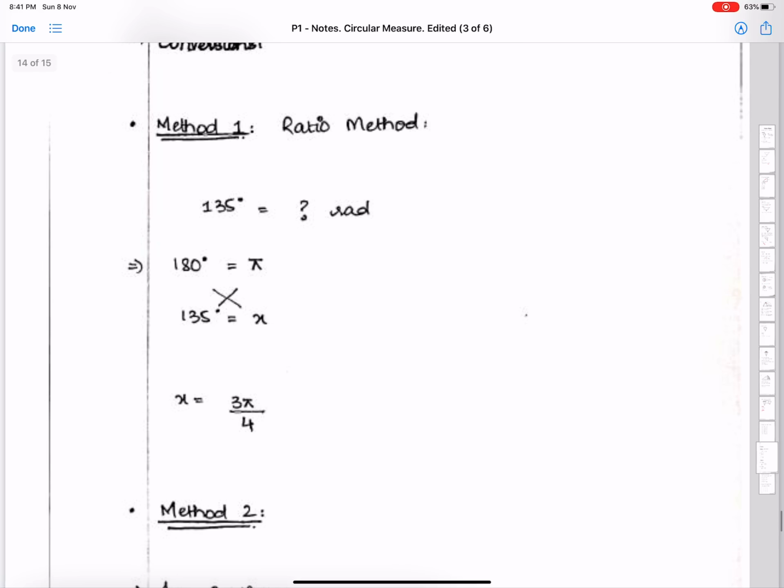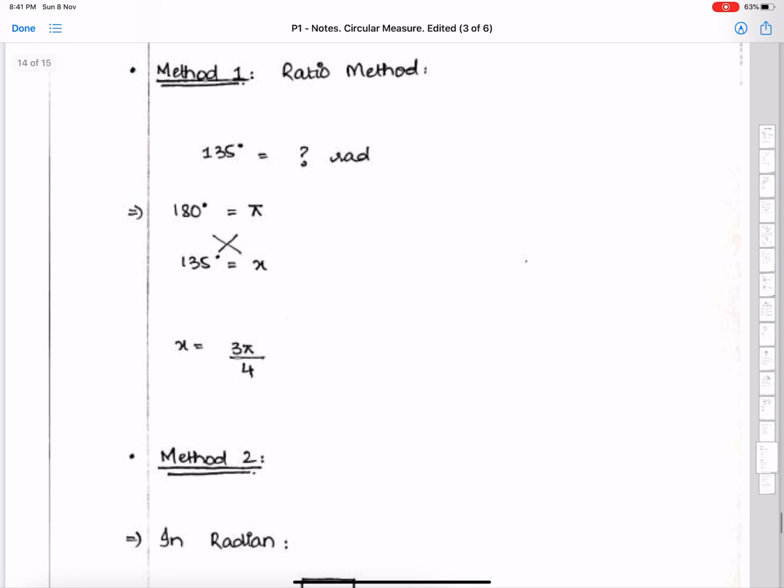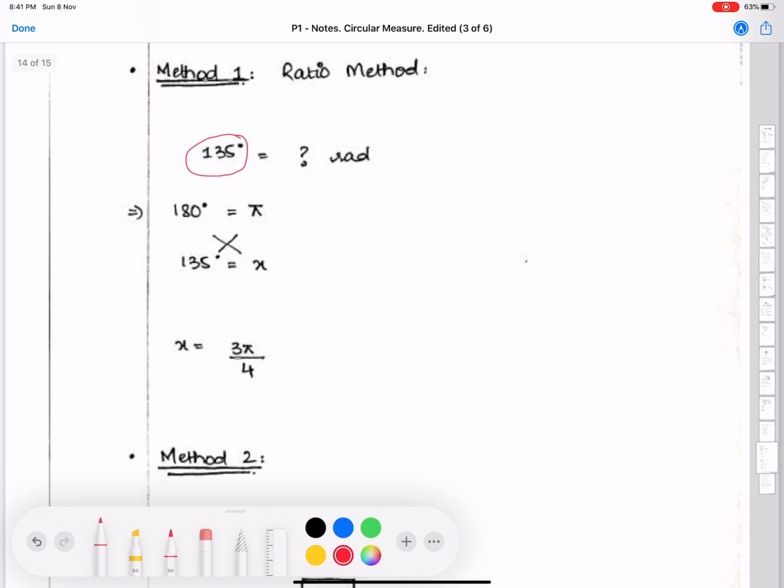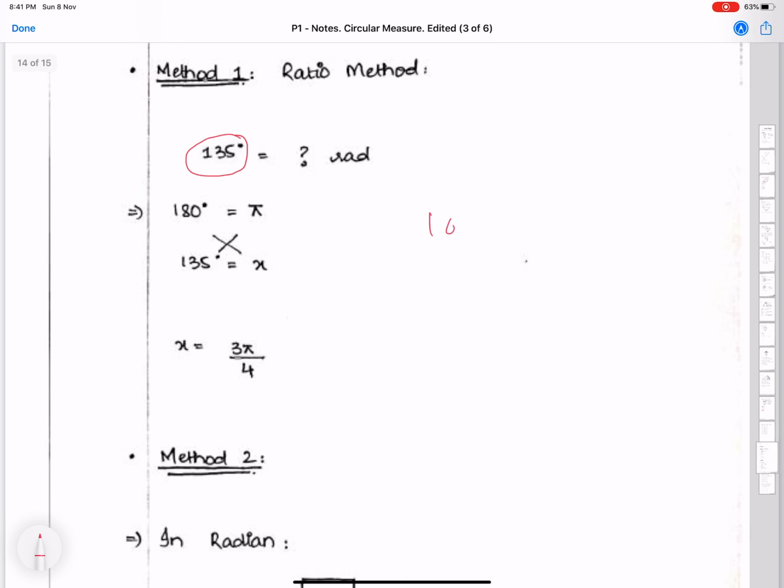So the best method for the conversion is the ratio method. If you want to convert 135 degrees into radians, you just need to use cross multiplication. Just use the ratio method. 180 is pi, so 135 will be x. Just do cross multiplication and you will easily get the answer, 3 pi by 4.